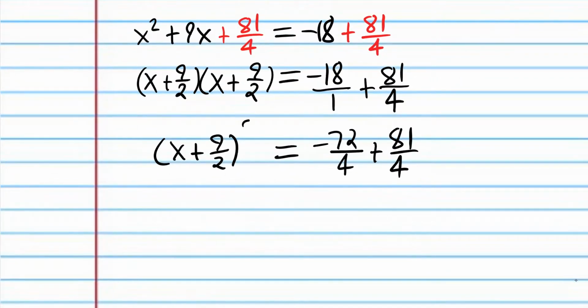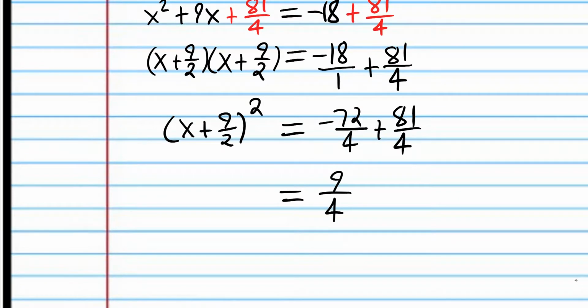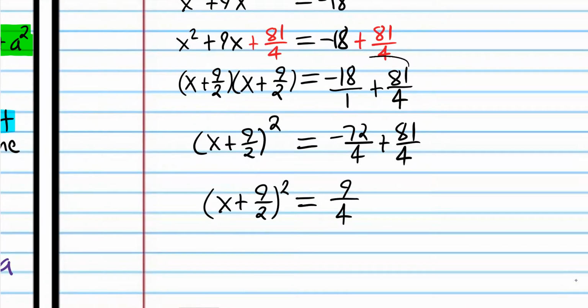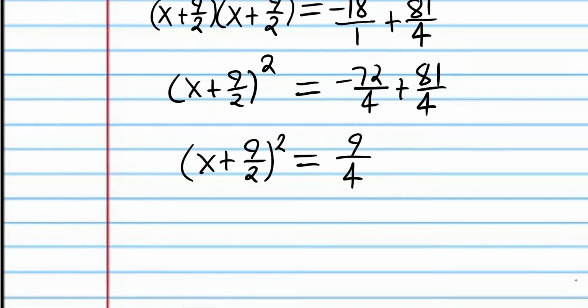And so adding those two fractions together, because we have common denominators, we can just add the numerators. Negative 72 plus 81 is 9. And the denominator just stays the same. Again, that's just basic arithmetic. If you're a little rusty with this stuff, that's okay. But if you've never seen that stuff, that's probably not okay.